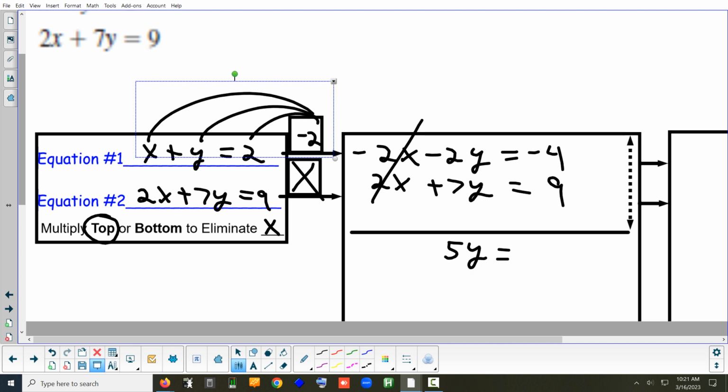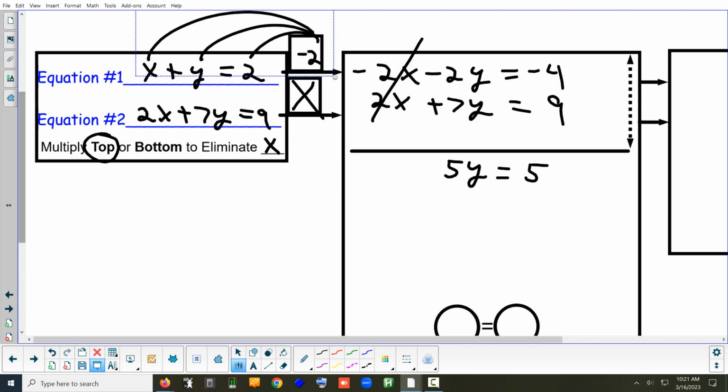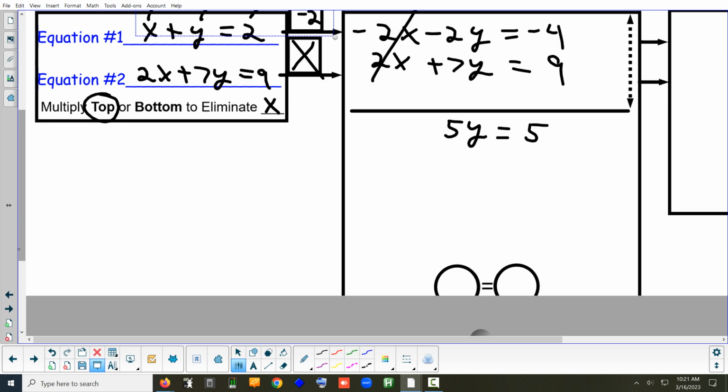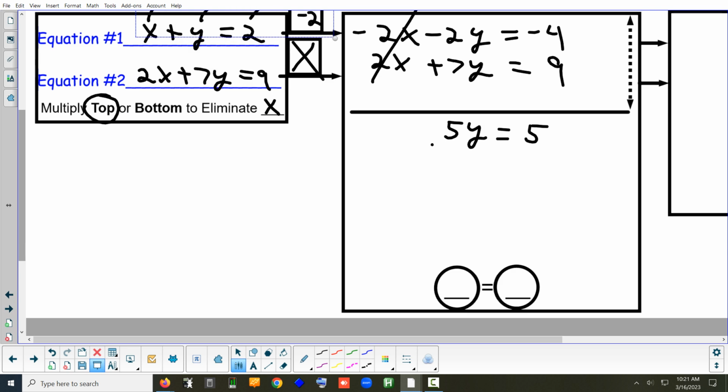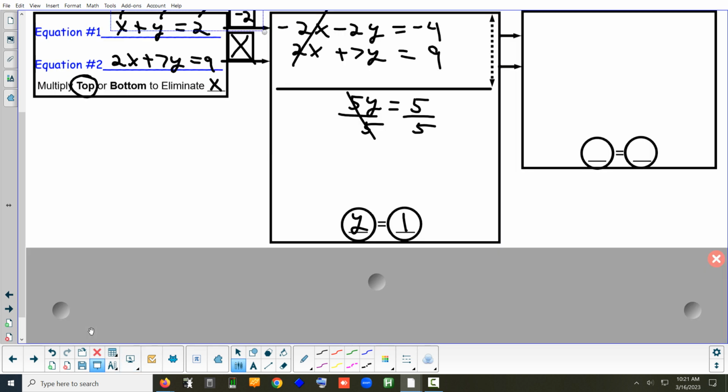Yeah, 5. So you're going to notice most of these don't come out to messy answers with fractions. I'm not saying you'll never get a fraction, but most of the time, there's problems that come up with these. Okay. Sean, what's my last step to get y? Divide by 5. And what does that give me for y? 1. Perfect.